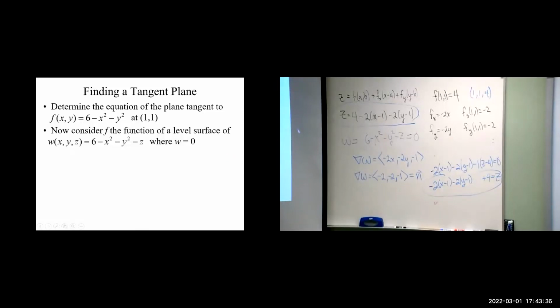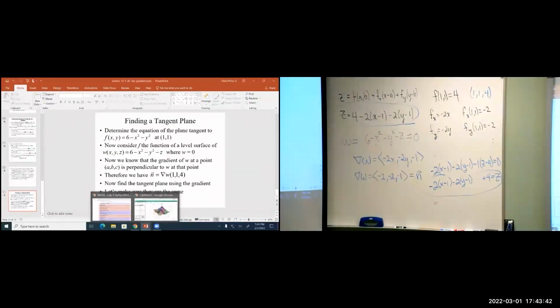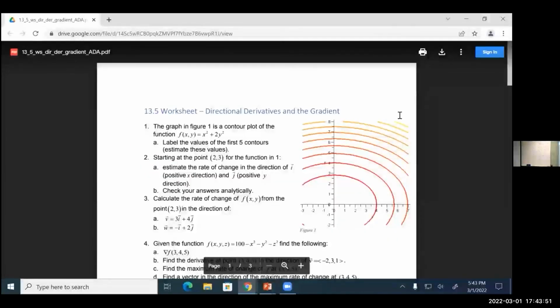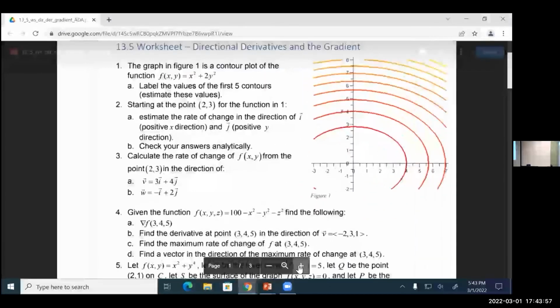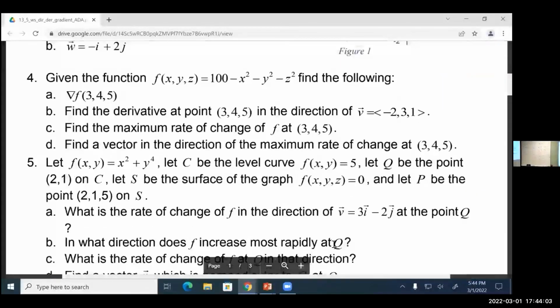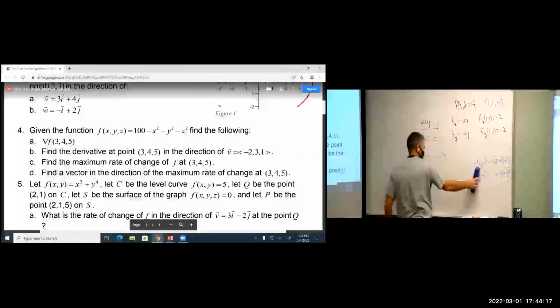All right, and I want to do one together from the 13.5 worksheet, just to give us a little bit of practice and bring this thing home. We're going to look at number 4 here. I think a lot of it you guys are already going to be able to do, but I just want to go through a couple of things. So while I'm erasing, if you want to start on A, feel free.